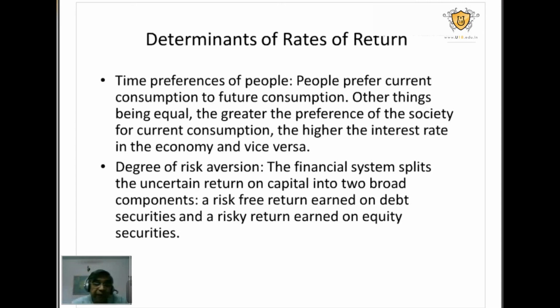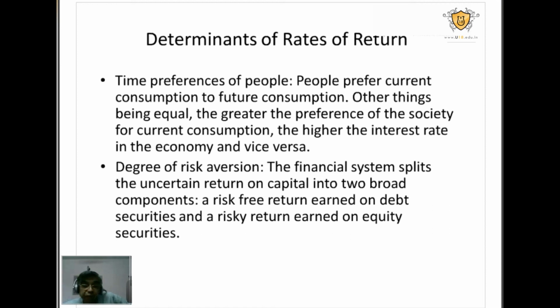Then we said time preference of people. People prefer current consumption to future consumption. Other things being equal, the greater the preference of the society for current consumption, the higher the interest rates in the economy, and vice versa. Because as consumption goes up, the savers have less ability or interest in savings. So the people who want to get their money have to raise interest rates in order to cool down current consumption, in order to encourage people to save.